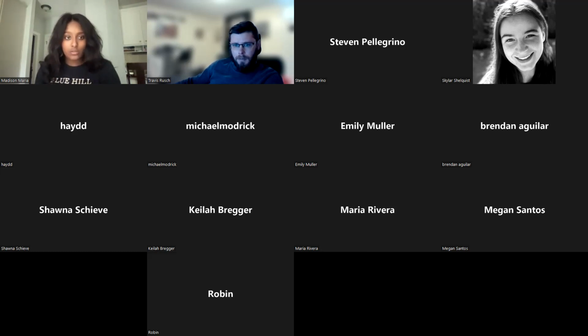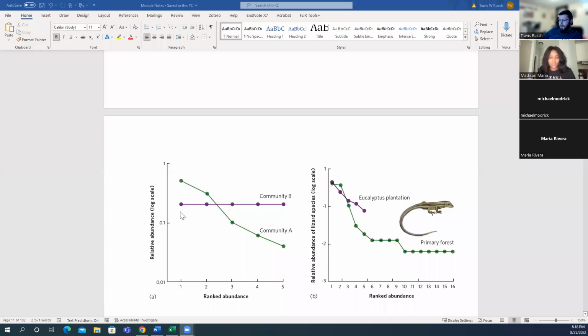I'll share my screen. And these are the rank abundance curves, just so we all remember what we're talking about. So let's compare communities B and A in this first one on the left. Which community has greater evenness? Community B. And why is that? It looks like it's one individual species. No, these dots each represent a different species, but what is on the y-axis? Oh, okay. It's more abundant in community B.